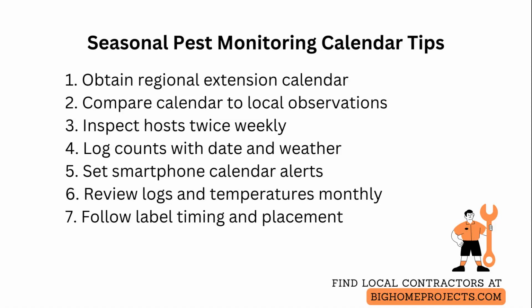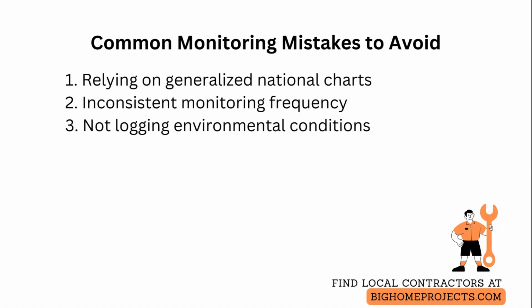to reduce resistance. A common mistake is trusting a generalized national chart without local verification, which leads to mistimed interventions, so cross-check with your extension service regional calendar and your own trap data.